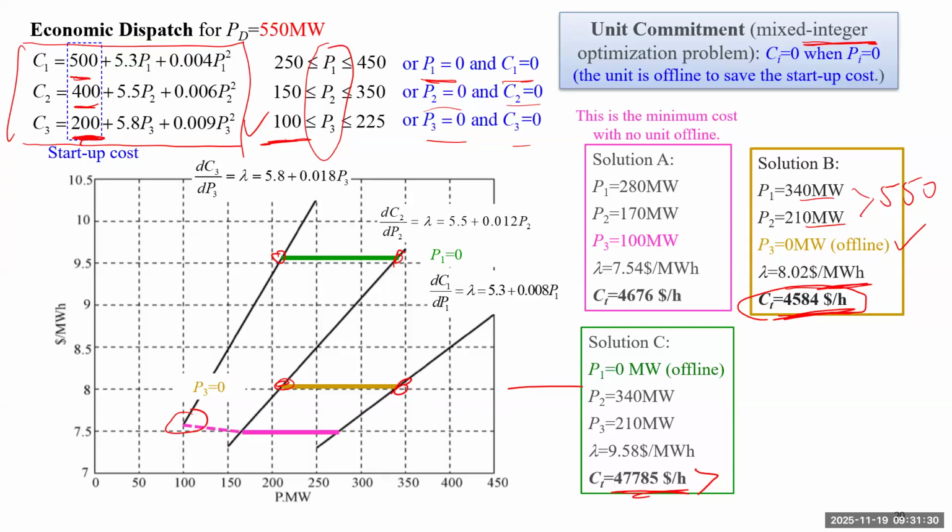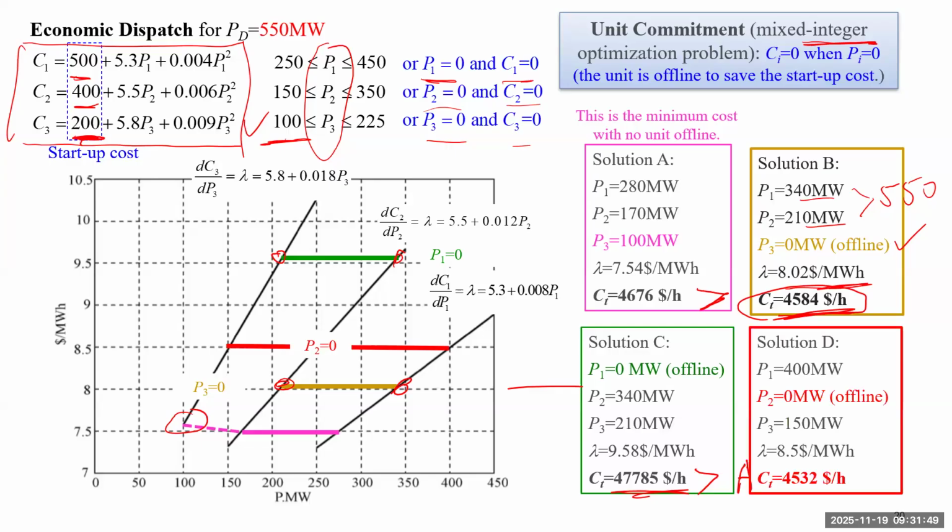So the solution B is cheaper than the solution A. And solution C is more expensive than A. Okay. The third one will be turning off the unit 2. So you move a line that intersects with the curve 1 and 3. And this one is even cheaper than A. Okay, so finally, the solution D will be the best solution.